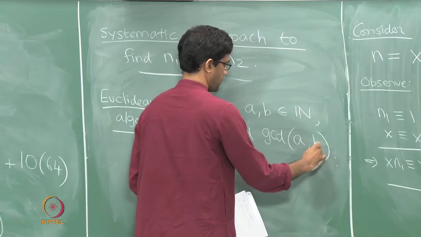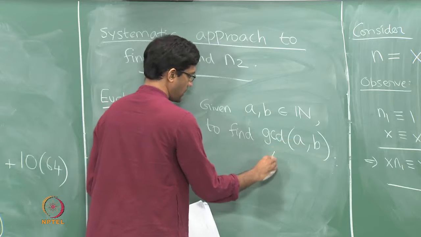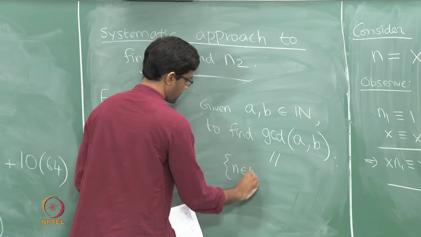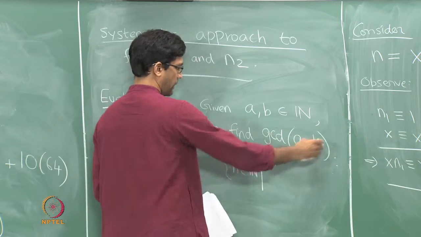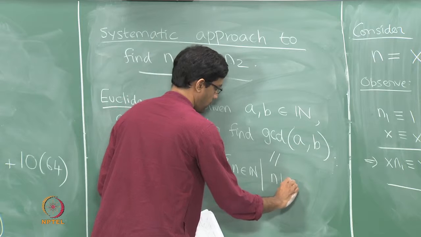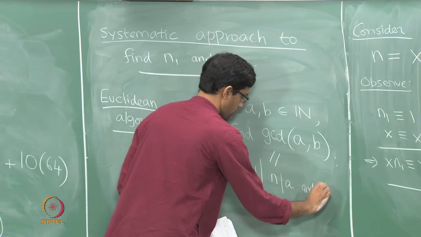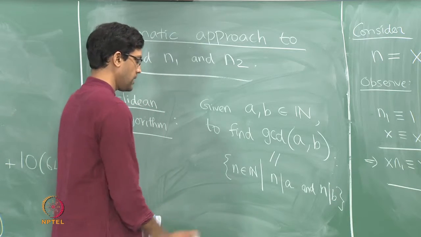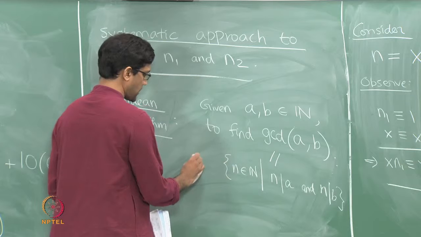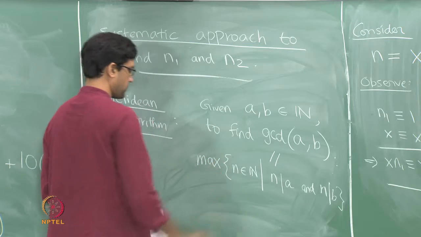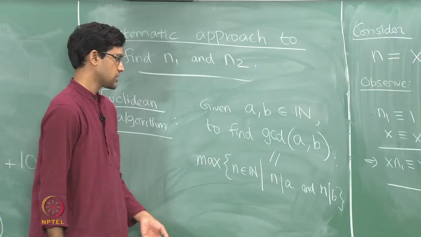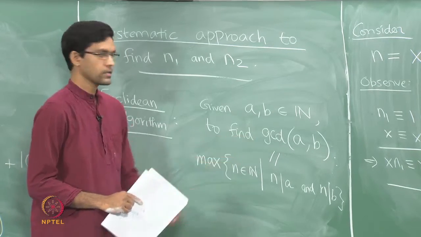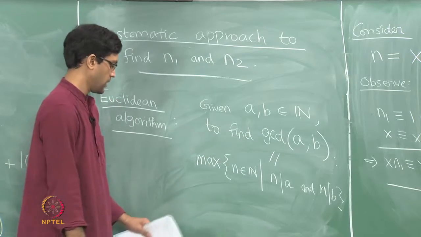What does the greatest common divisor mean? You take all natural numbers n which divide a and which divide b. Such a thing is called a common divisor: numbers which are factors of both a and b. Amongst the numbers in this set you find the maximum. So it's the maximum number in this set of n such that n divides a and n divides b. That maximum element is what's called the greatest common divisor of a and b.